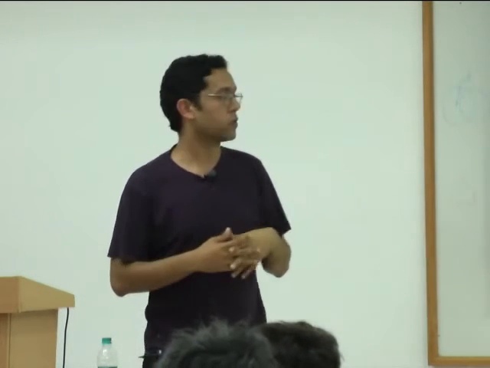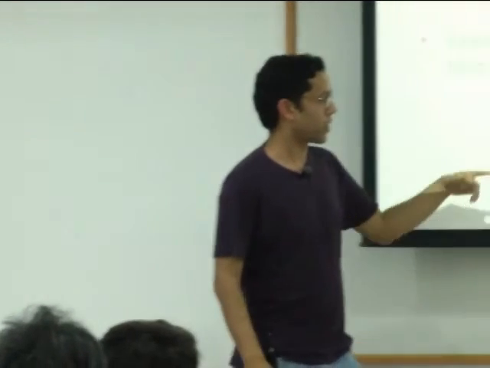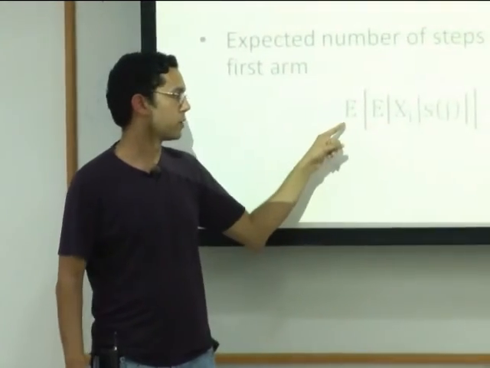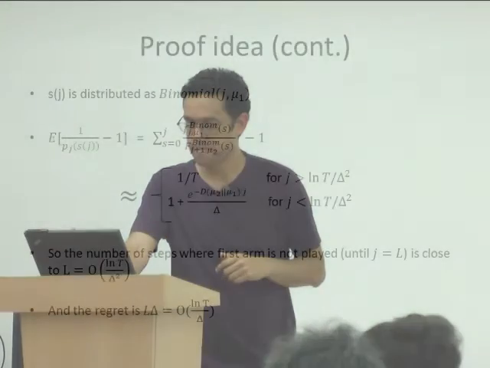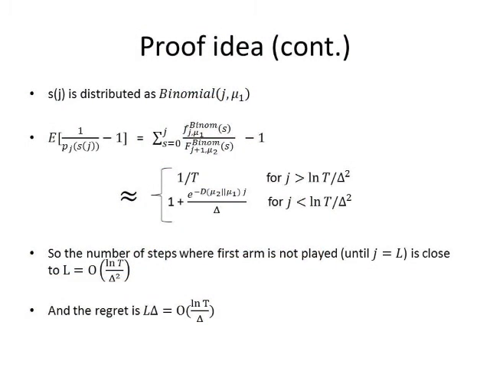But s of j is not really fixed, it's random. So we also take expectation over s of j. So here this outer expectation is over s of j. This is the expression we really want to understand. Okay. So s of j is distributed as binomial. In j trials, each trial has probability mu1 of coming up heads or of succeeding. So s of j is distributed as binomial with the parameters j and mu1.